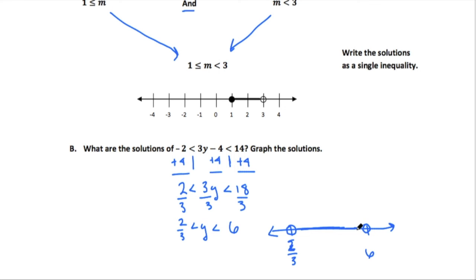Great, next time we'll look at graphing a compound or inequality.